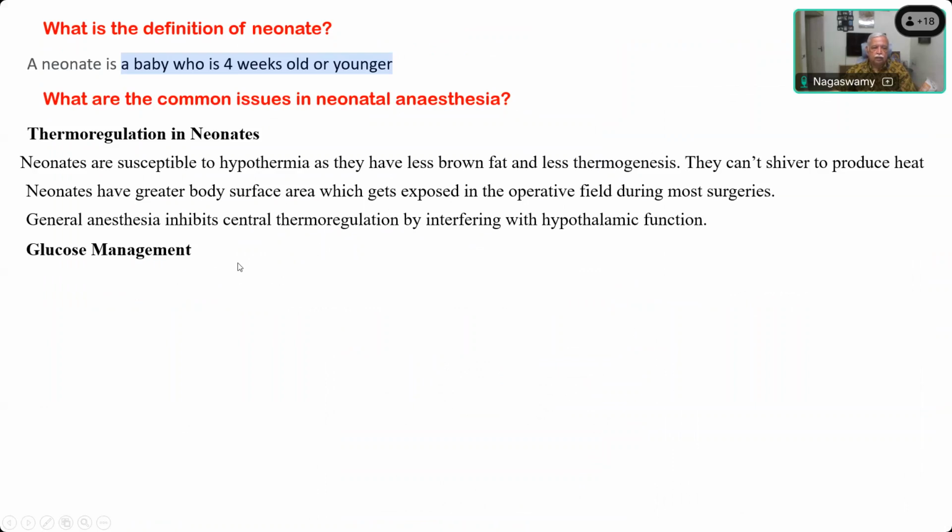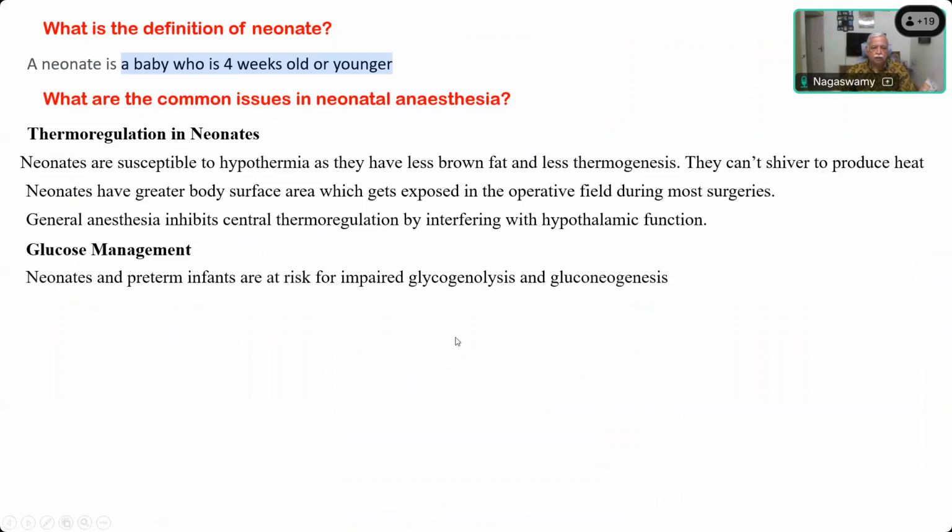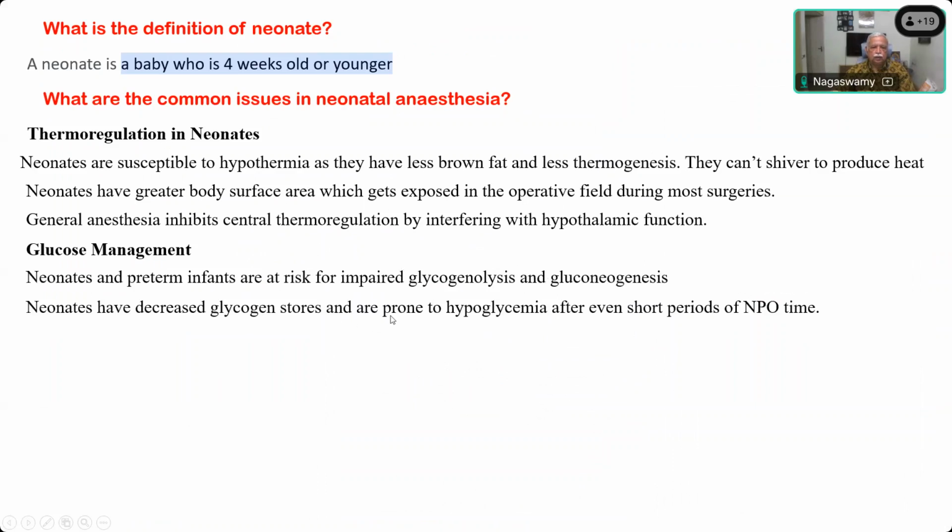The second important thing is that they tend to become hypoglycemic. Glucose management is very important because they do not have normal glycogenolysis or gluconeogenesis, and their glycogen storage is also very low. So they tend to become hypoglycemic even with a short period of nil per oral. If you advise nil per oral for a longer duration, or if they have vomiting issues, they become hypoglycemic much faster.